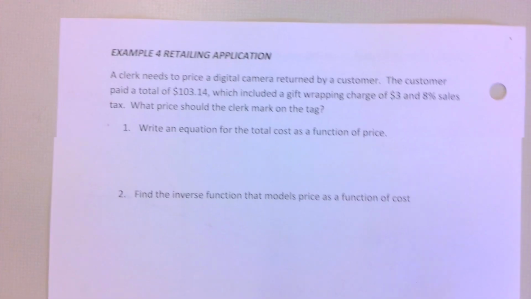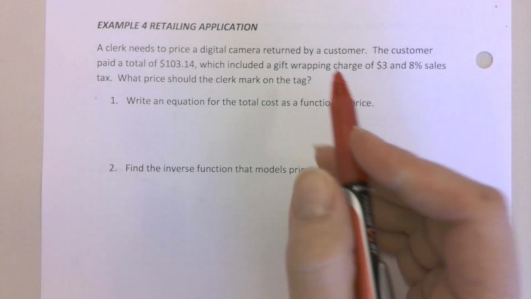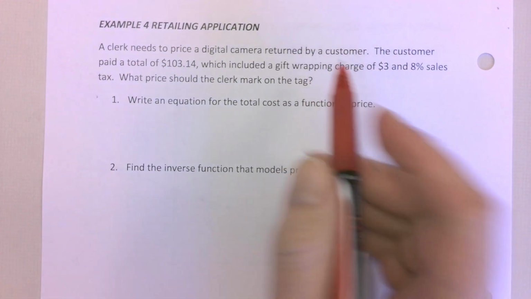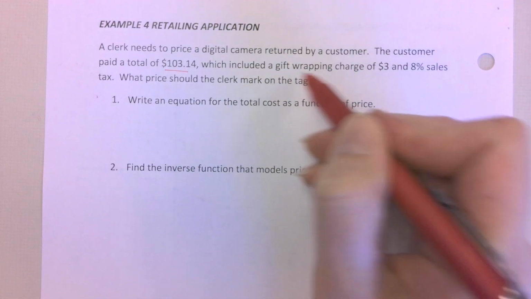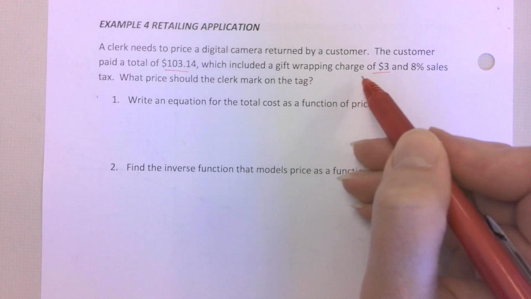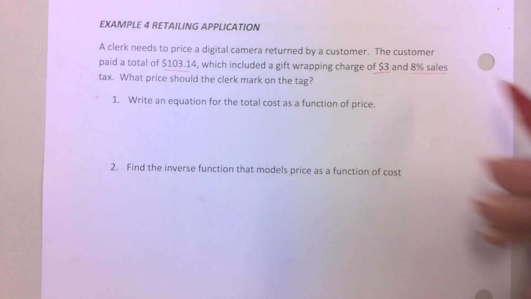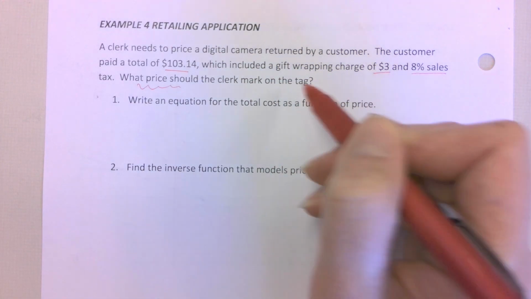All right, we have a couple of word problem examples here, and we can do these in a couple different ways. So let's go ahead and read through this one. A clerk needs a price on a digital camera returned by a customer, and the customer paid a total of $103.14. That included gift wrap for an extra charge of $3 and an 8% sales tax. So what price should the clerk mark on the tag?